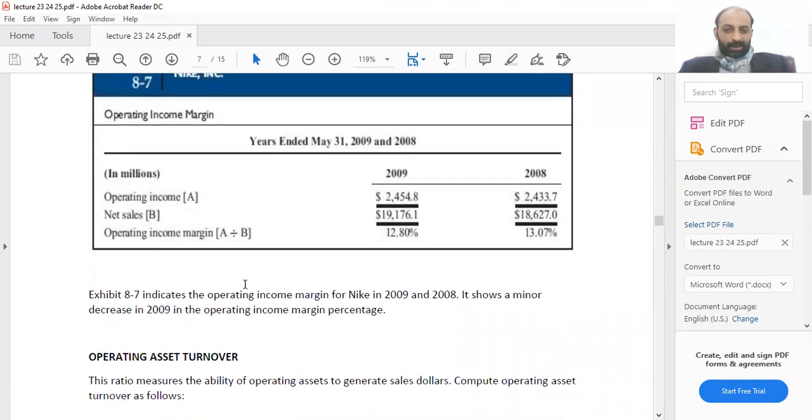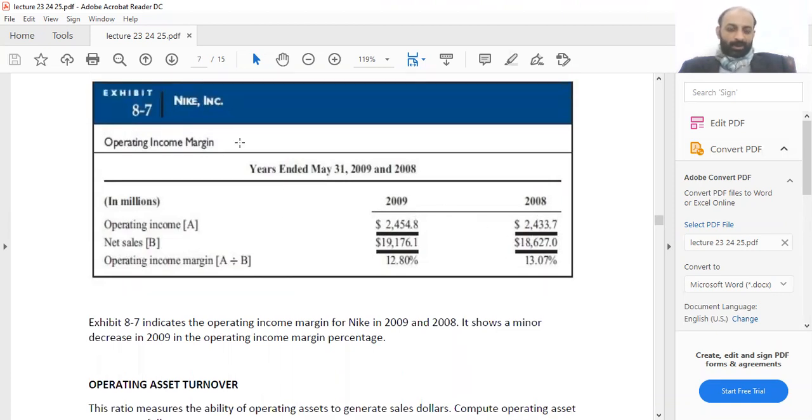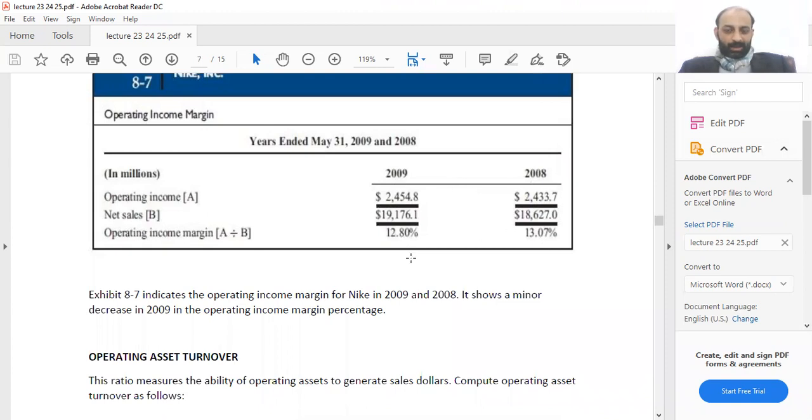So this is the operating net income for year 2008 and 2009 for Nike. And you can see that there was a decrease in year 2009.